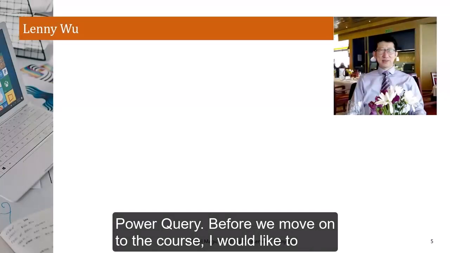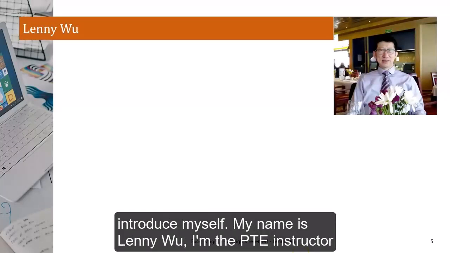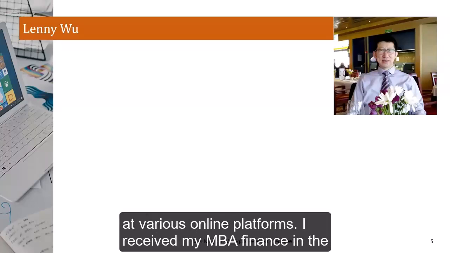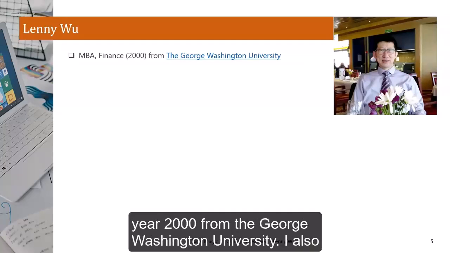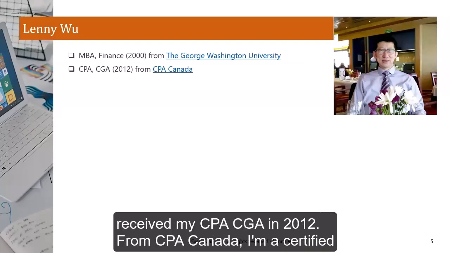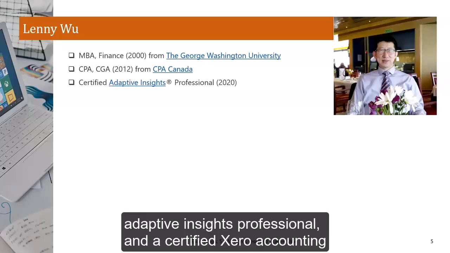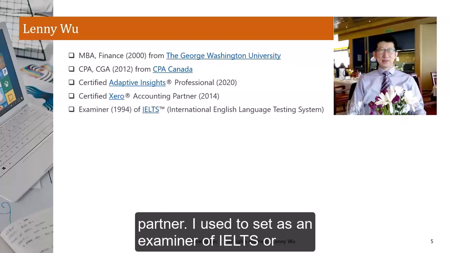Before we move on to the course, I would like to introduce myself. My name is Lenny Wu. I'm a PD instructor at various online platforms. I received my MBA Finance in the year 2000 from the George Washington University. I also received my CPA CGA in 2012 from CPA Canada. I'm a certified Adaptive Insights professional and a certified Xero Accounting partner.